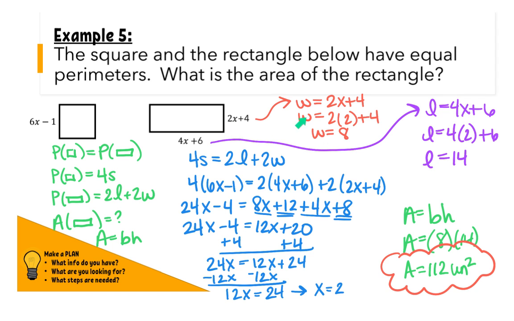So next I said, okay, the width, 2x plus 4. If I substitute the 2 in, I get a width of 8. My length is 4x plus 6. If I substitute the 2 in, I get a length of 14. So now I'm going to use my area of a rectangle formula, which is area equals base times height. And in this case, we can substitute in length times width for base times height. 8 times 14 gives me my final area of 112 units squared. Whew, that was quite the problem.